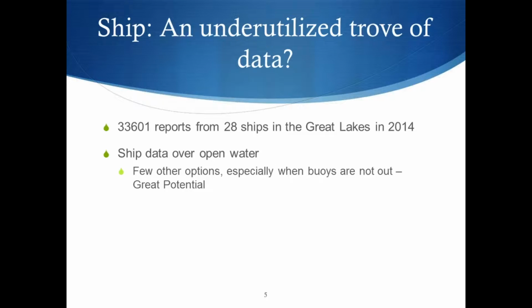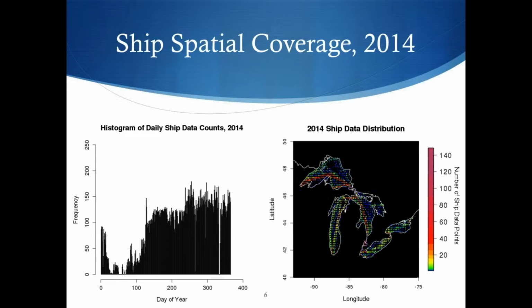That said, there's actually a lot of data out there. In 2014 alone, there were over 30,000 meteorological reports from 28 ships in the Great Lakes. And what makes this really good data is that a lot of it's from open water locations. And so over open water, our sources of observations are more limited to mainly buoys and also satellite. And so especially when the buoys aren't out, ships have the potential to fill that need. So there's a lot of data out there, and there are some challenges with using it. So we want to know, well, can we use it, and should we be using it?